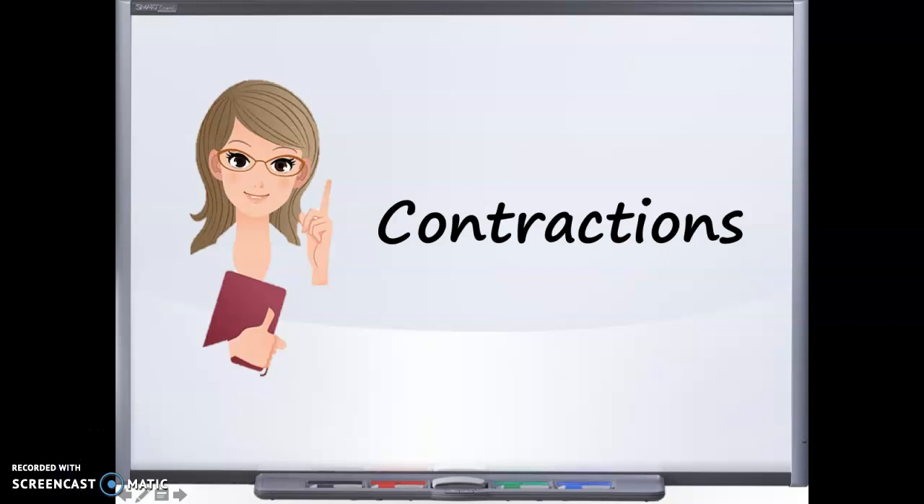Hey friends, today we are going to look at contractions. We are going to see that a contraction is a short way of saying or writing two words as one word.